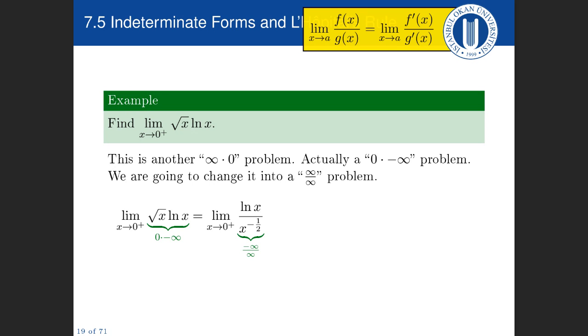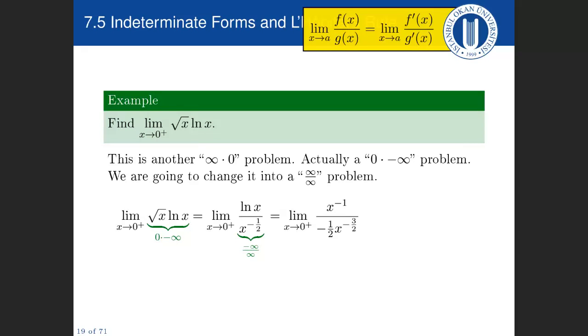And we're going to do that like this. Instead of writing multiplied by the square root of x, we're going to write divided by x to the power minus a half. And of course, these are the same. But now we have minus infinity divided by infinity. Forget about the minus sign. This is really infinity divided by infinity. So we can use L'Hopital's rule now.